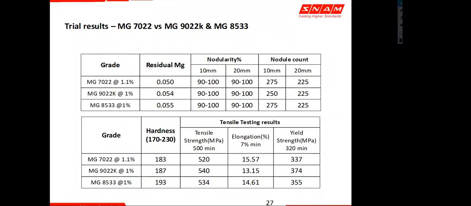When you see these results, you have an adequate amount of residual magnesium. The residual magnesium by number is lesser than the other two results, but this is sufficient for a good ductile iron to be produced. And even at this level, you have 90 to 100% nodularity at two different section thicknesses, and the nodule count is at par, equivalent to the other grades. And in the same way, all the mechanical properties and the minimum requirements are met, such that there is no deviation in the mechanical properties essential for the casting, because of the change of the alloy or the increase in addition rate.